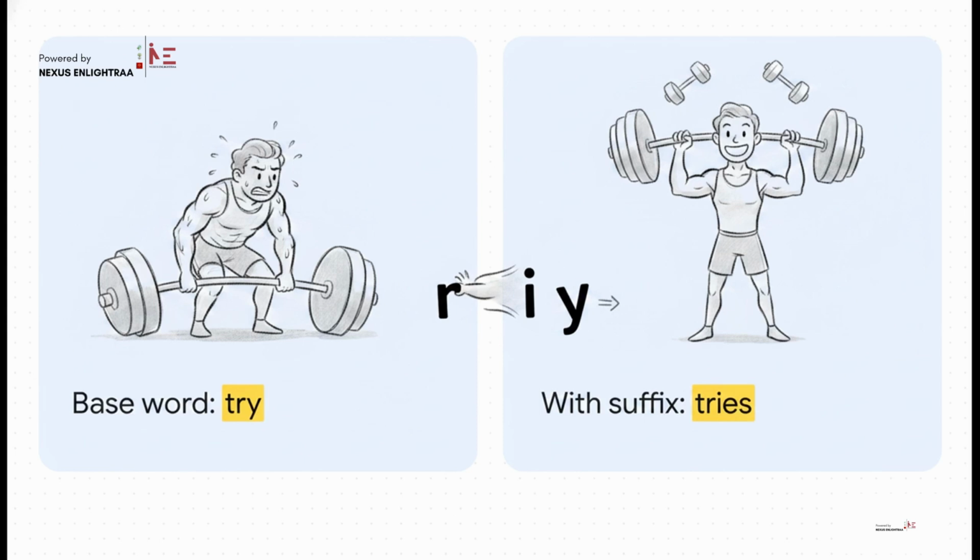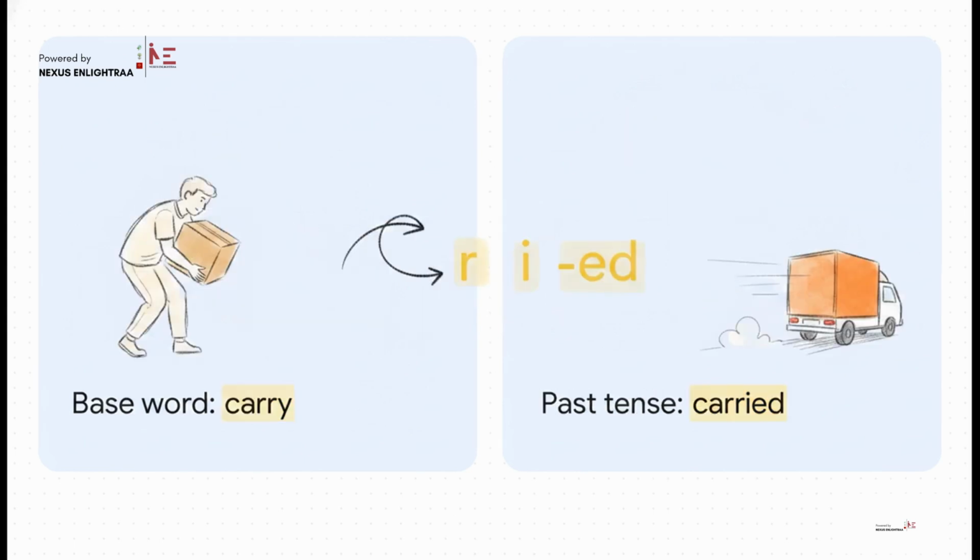Once you see the pattern, it's an incredibly consistent rule. And it's not just for plurals with an S or ES. It applies to other suffixes too, like ED. Look at carry. It ends in the consonant R, followed by Y. If we're talking past tense, carried, we just swap the Y for an I and then add our ED.